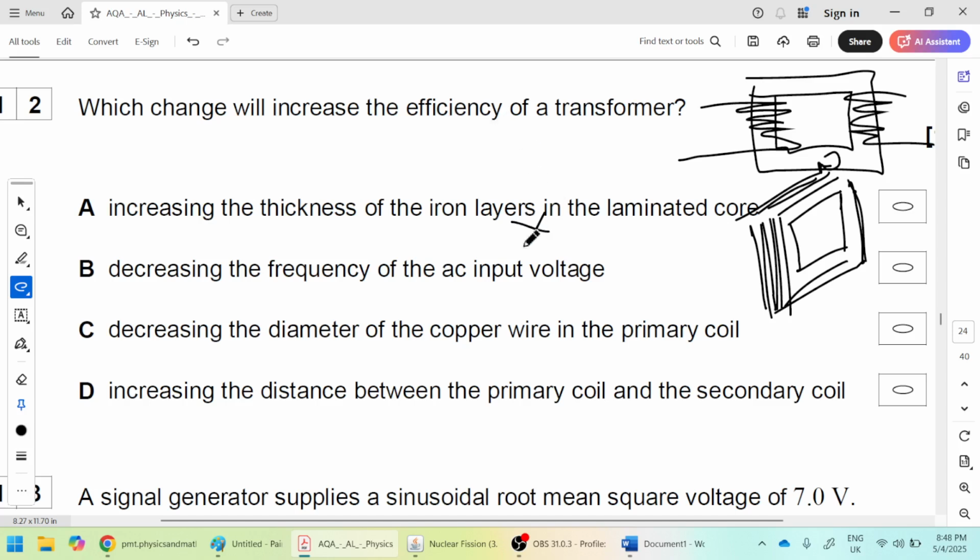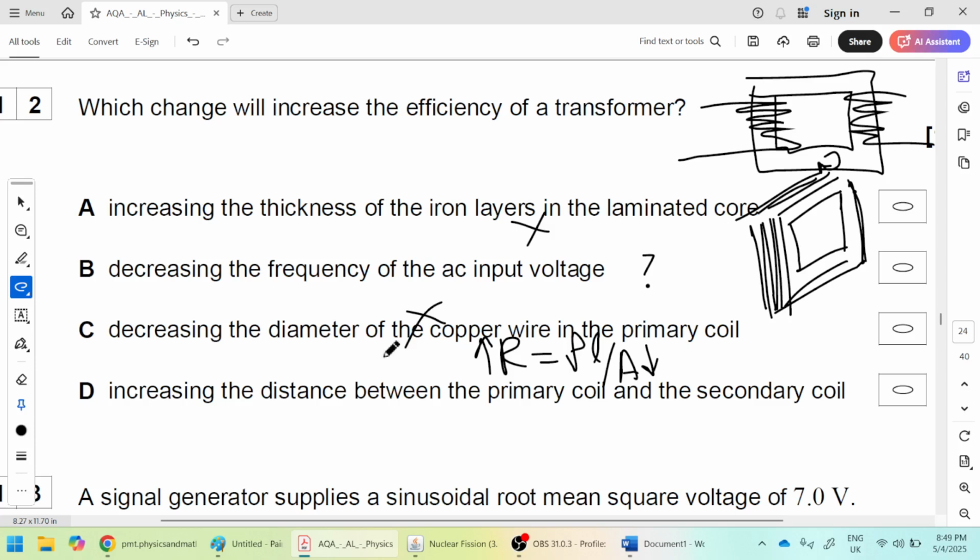Decreasing the frequency of the AC input voltage. I'm not too sure about that. I'm going to think about that. Move on to the next one. Decreasing the diameter of the copper wire. Resistance is equal to rho L over A. If I decrease the diameter, I'm going to decrease A and increase the resistance, which will cause more heating, and that will reduce the efficiency. So this is not an option.